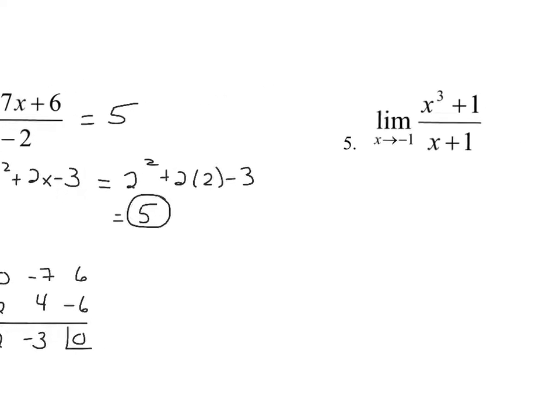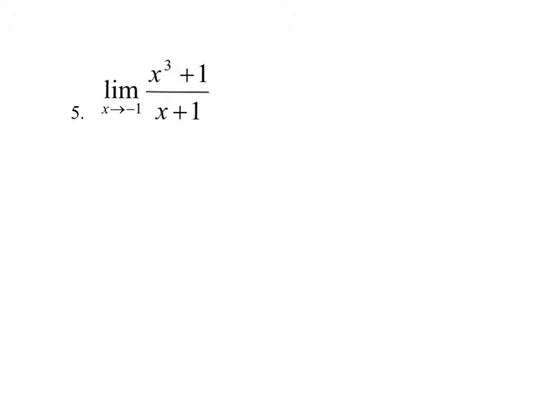Alright, let's look at the next one. So we have the limit as x approaches negative 1 of x cubed plus 1 over x plus 1. Now this one actually does factor, but a lot of people don't know the factorization of x cubed plus 1 because it is a sum of 2 cubes. So we'll go ahead and long divide this one, or do the synthetic division. So we have the negative 1, which is the opposite of this. And on top we'll have a 1 for the x cubed, a 0 for the x squared, a 0 for the x to the first, and then a 1.